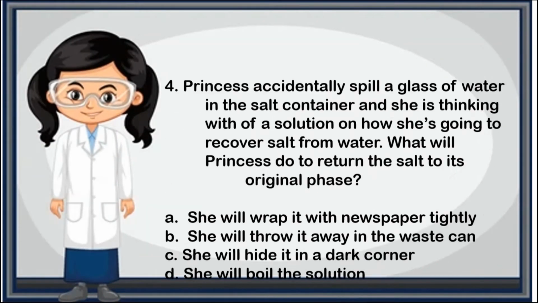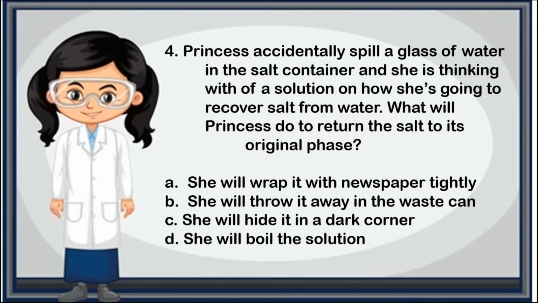Number 4. Princess accidentally spilled a glass of water in the salt container and she is thinking which of the solution and how she's going to recover salt from water. What will Princess do to return the salt to its original phase? A. She will wrap it with newspaper tightly. B. She will throw it away in the waste can. C. She will hide it in a dark corner. And D. She will boil the solution. Correct answer is she will boil the solution.